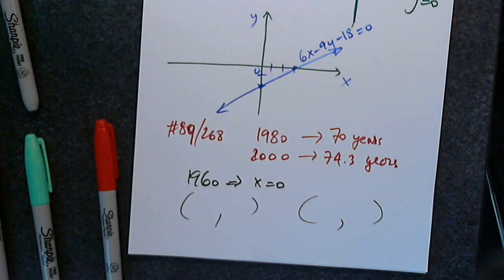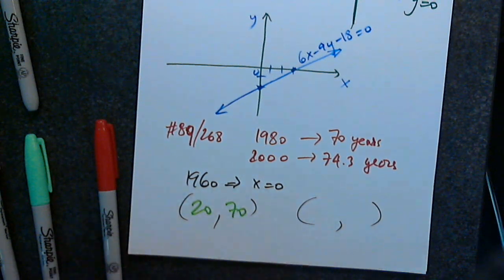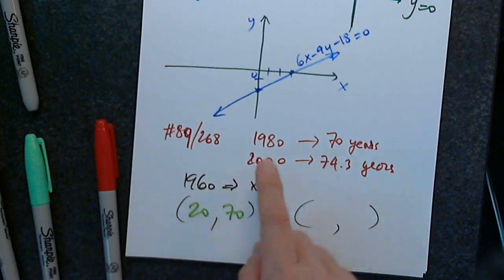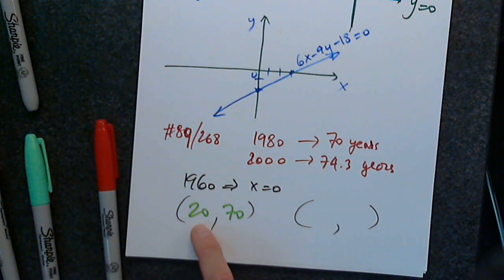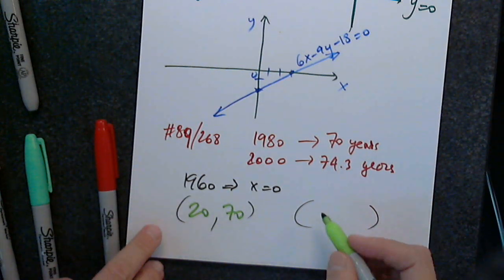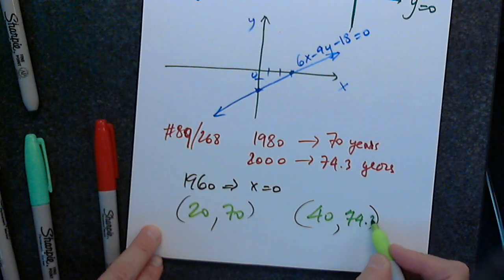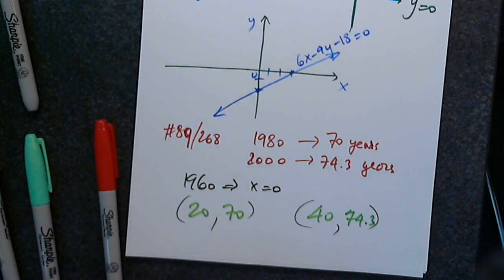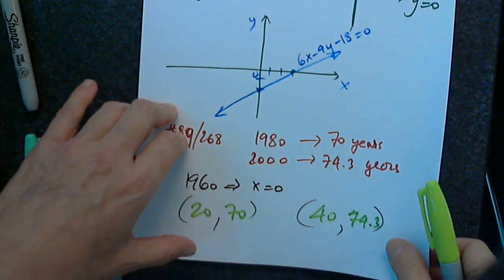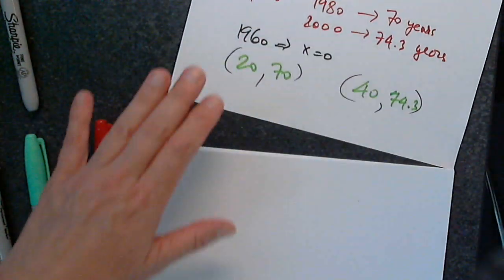Can anyone give us 2 ordered pairs from what we have in the problem? 20, 70. Do we all agree with 20, 70? X equals 0 represents 1960. 20 years later is 20. And 70. Can anyone give us the next ordered pair? 40, 74.3. Do we agree with 40, 74.3? Excellent. What do we do next in order to find the equation of the line passing through these 2?